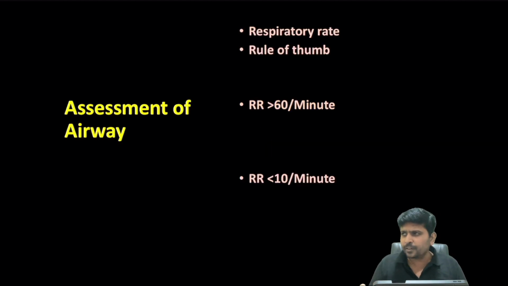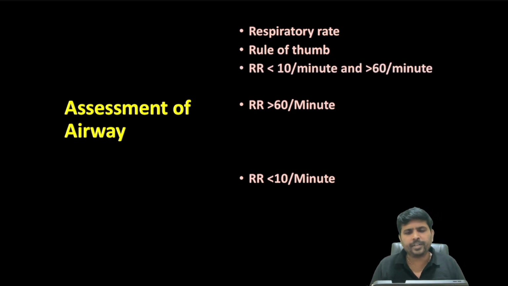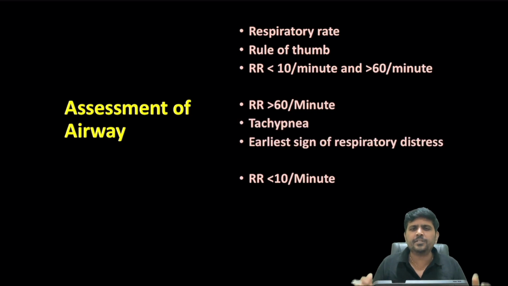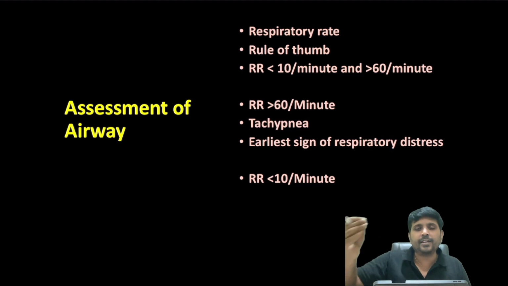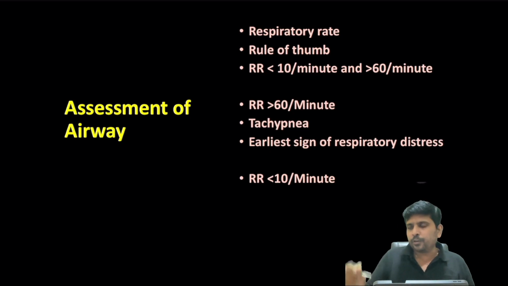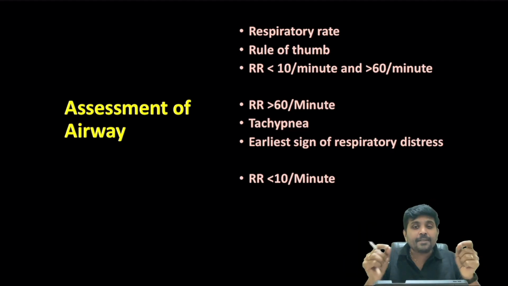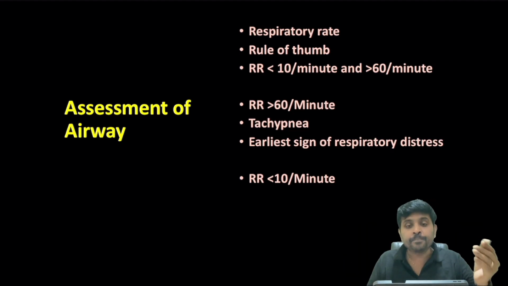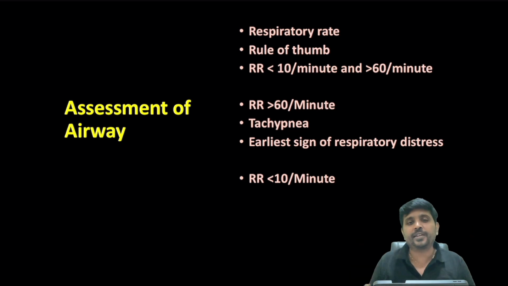First of all, whenever you see any baby, you assess the respiratory rate. The rule of thumb is whether it is less than 10 or more than 60. More than 60 means tachypnea. Remember, tachypnea is the earliest sign of respiratory distress. Any child who is having pneumonia, for example, the most common thing that can occur in childhood less than 5 years is pneumonia. So whenever you see any child with a respiratory rate of more than 60 per minute, it means tachypnea. That is the first sign of respiratory distress.